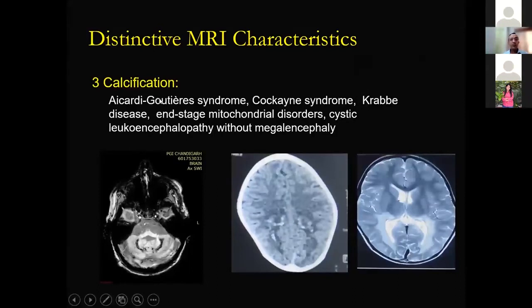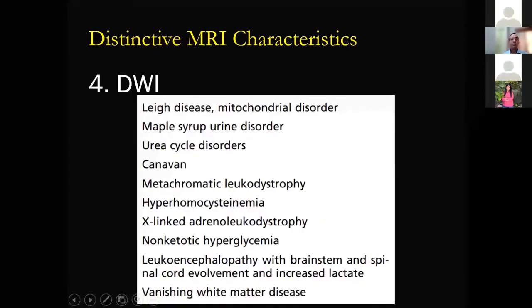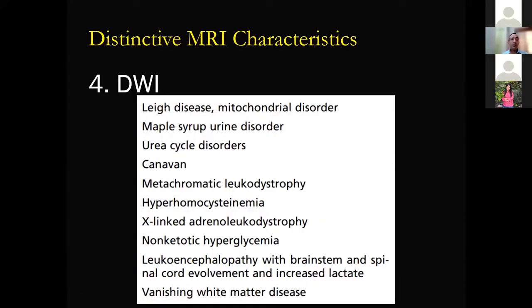Look for the calcification. Few of the disorders have a very characteristic calcification in the brain parenchyma, like Aicardi-Goutières syndrome or Cockayne syndrome. The SWI, in addition to delineating the calcification, also helps in delineating the iron accumulation in the brain and showing the spectrum of disorders referred to as NBIA, important ones being INAD and PKAN in the pediatric patients.